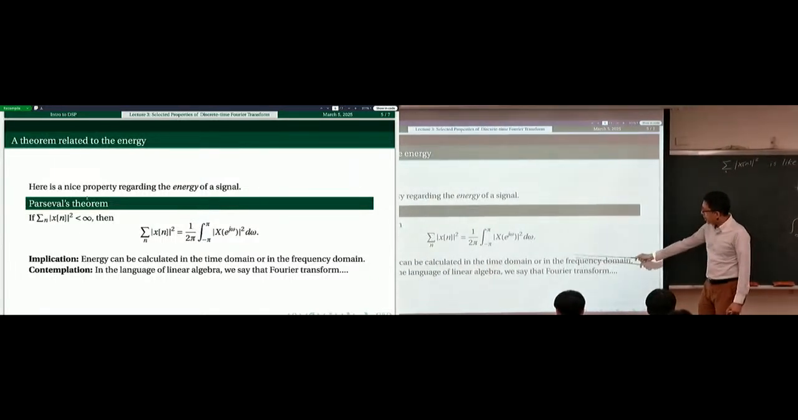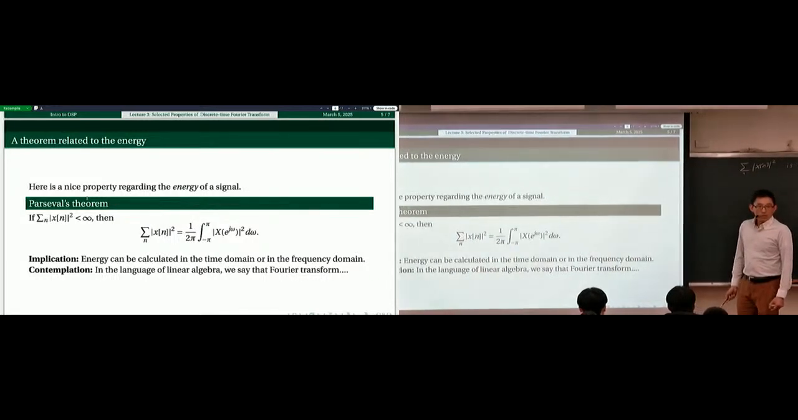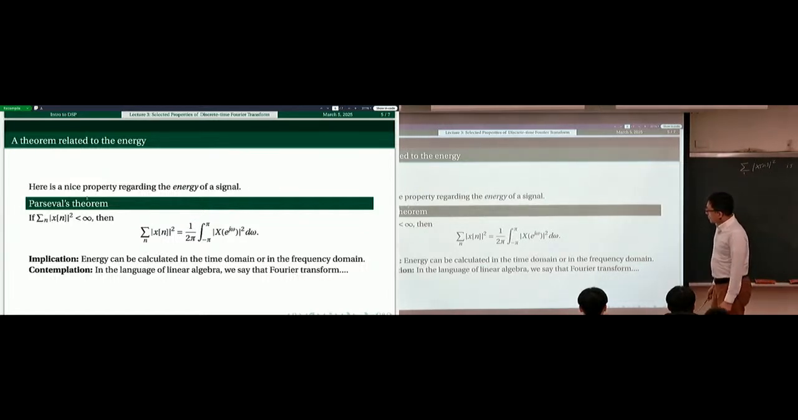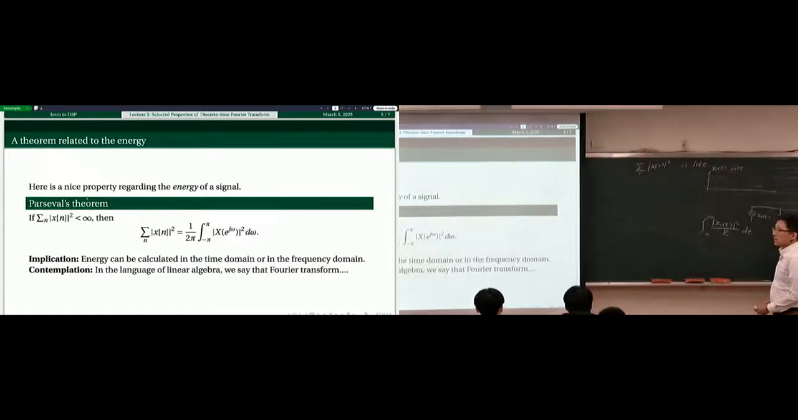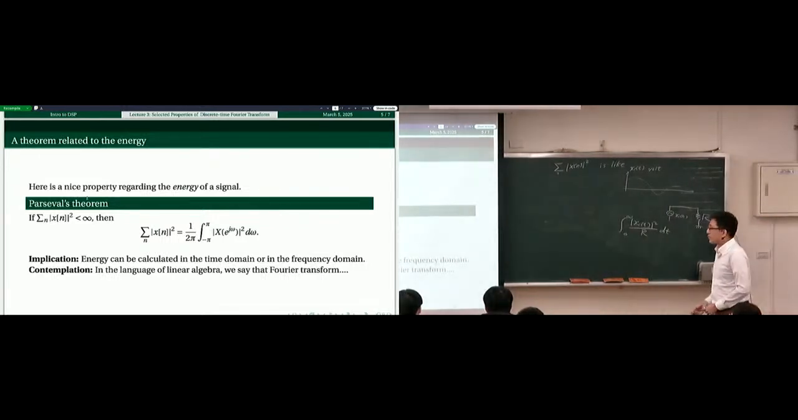Okay, so energy. The message right here is an implication. Energy can be calculated in the time domain or in the frequency domain. The result is going to be the same. The only difference is a factor of 2 pi, which is not that important. But any comment? If you ever wonder why the professor thinks this is a beautiful theorem, in what regard? 在哪方面? In what regard is this beautiful? 能量守恒, conservation of energy.